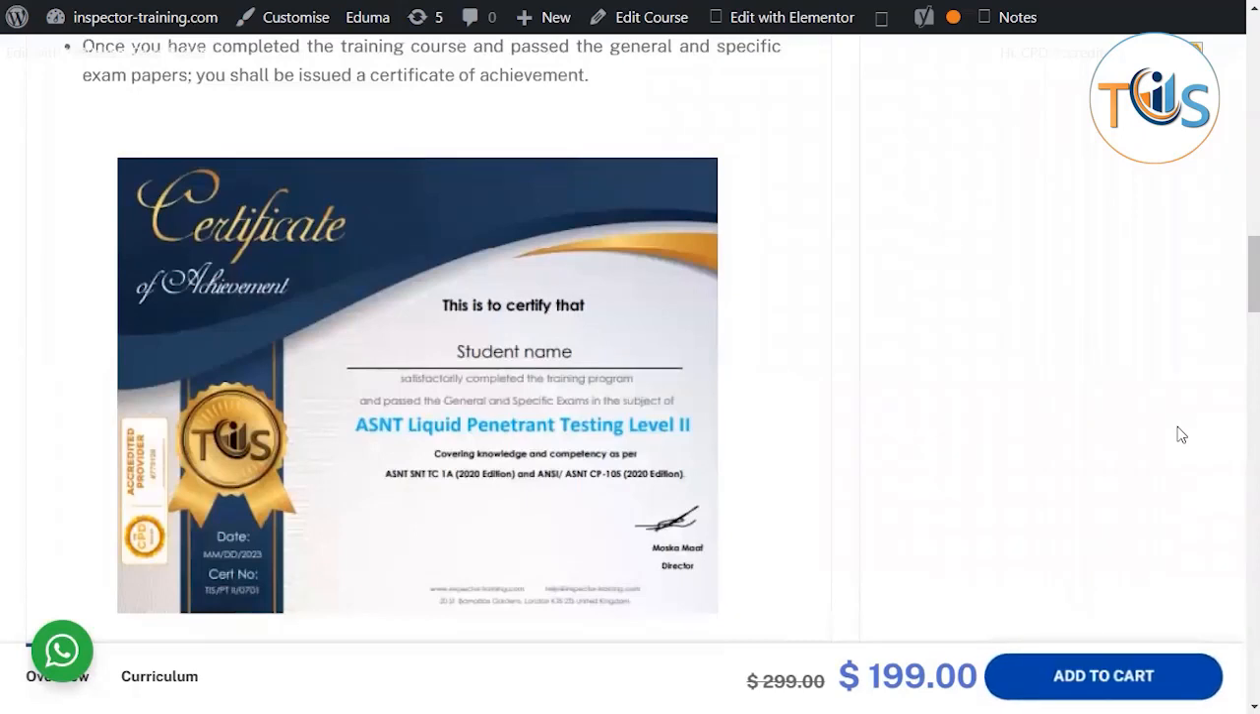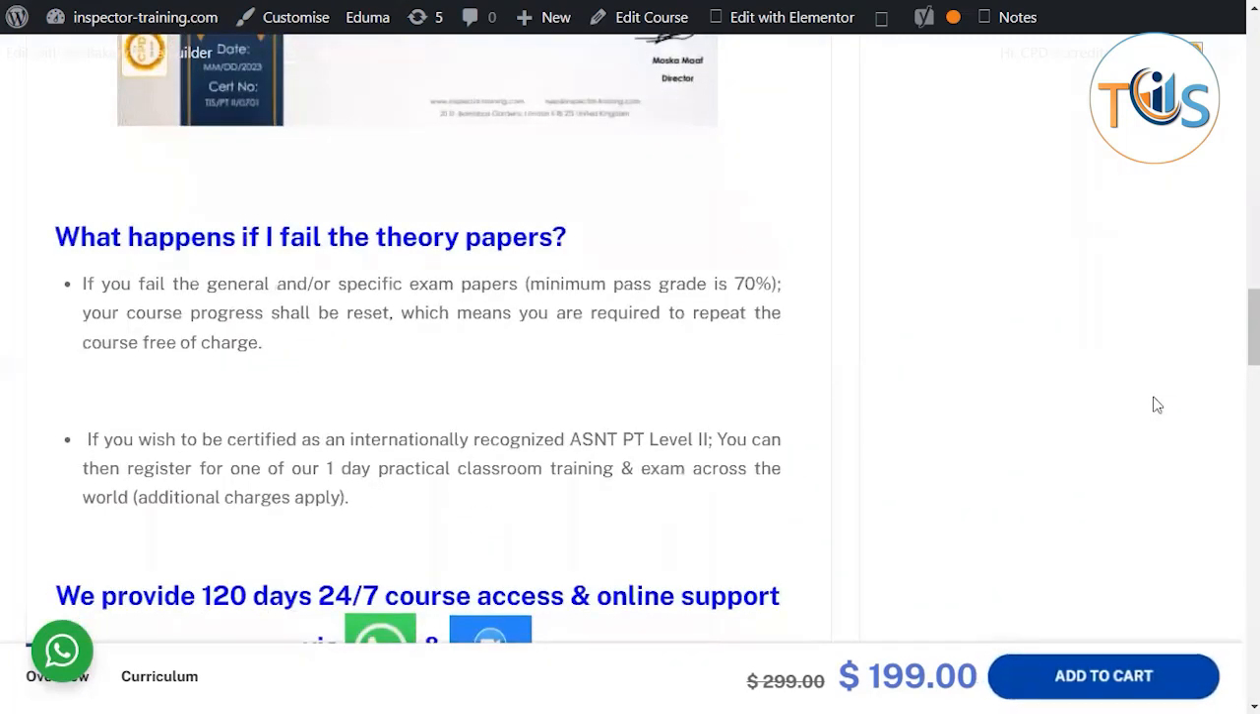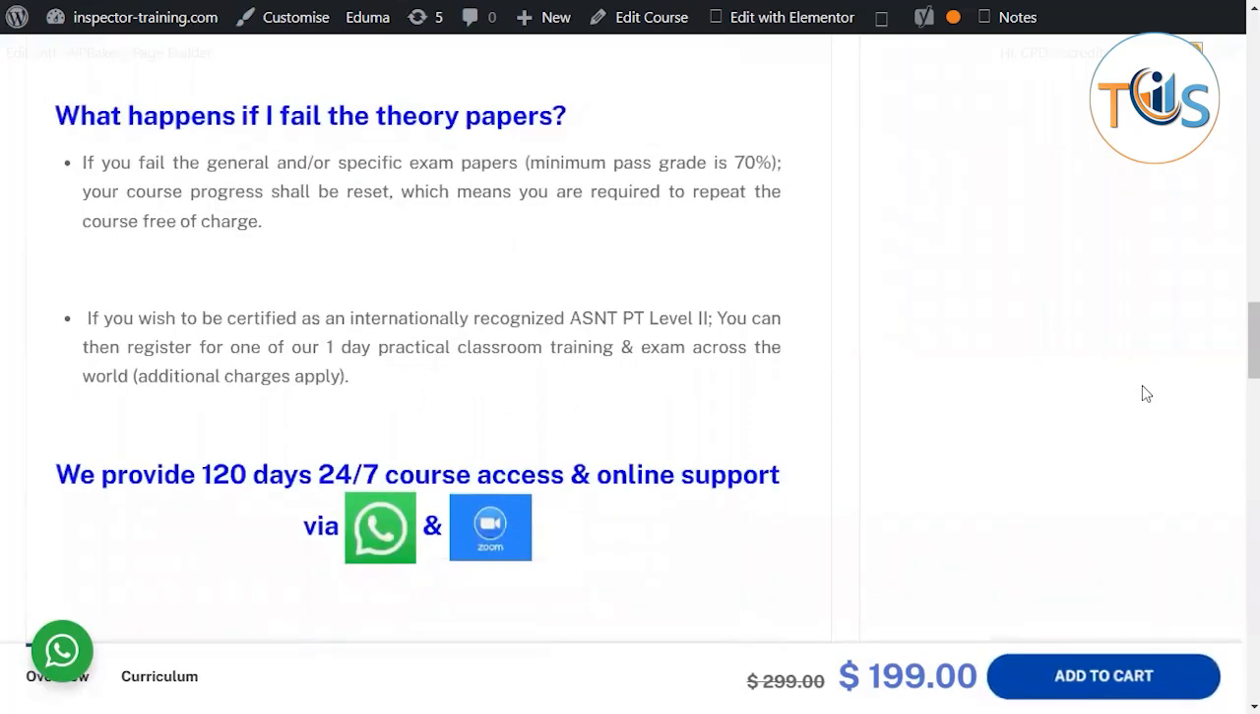Once you have completed the training course and passed the general and specific exam paper, we shall automatically issue you a certificate of achievement that certifies that you have undergone the required training as per ASNT SNT-TC-1A for penetrant test, or PT, Level 2, and you have also passed the general and specific exam. Now, if you fail the exam, which has a minimum pass grade of 70%, your course progress shall be reset, which means you are required to repeat the course free of charge, and then reattempt the exam.